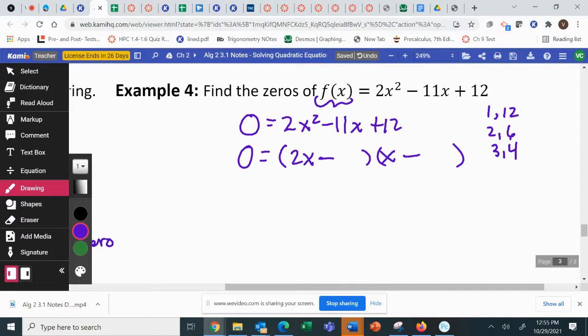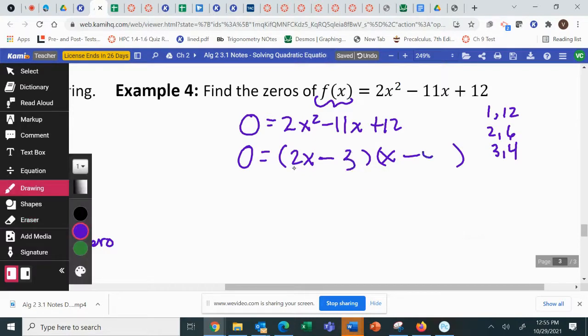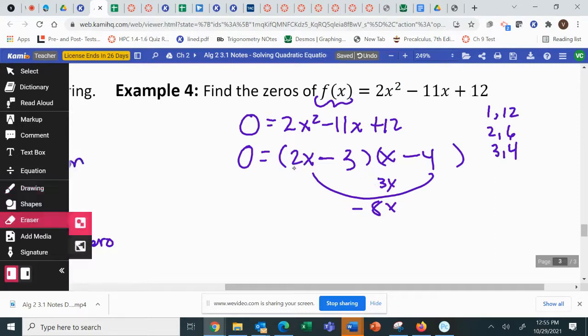You think it's 1 and 12? I heard yes. Well, that's going to give me 24. I don't think it's 1 and 12. Could it be 12 and 1? That's going to give me 2x minus 12x, not getting 11 from that. So it's not 12 and 1. 3 and 4? That's going to give me a minus 8x and a minus 3x. So that works. That's negative 11. Okay. So we factored it correctly. I checked it.